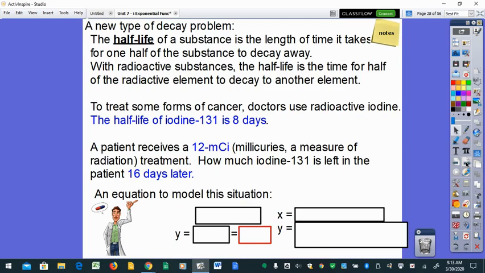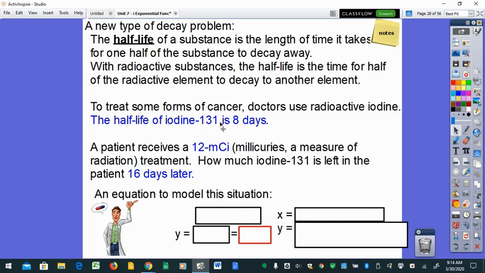So the half-life of a substance is the length of time it takes for 1/2, 50%, of the substance to decay away. So again, it could be a radioactive substance, it could be a medicine in the body, something like that. With radioactive substances, the half-life is the time for half of the radioactive element to decay to another element. To treat some forms of cancer, for instance, doctors use radioactive iodine. The half-life of iodine-131 is 8 days.